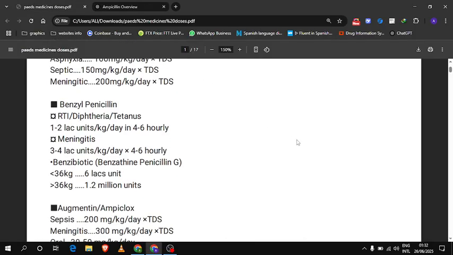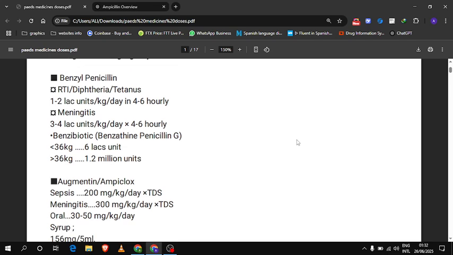The next drug is benzyl penicillin. It is not very commonly used these days, but still we will discuss the dose. The dose for respiratory tract infections, diphtheria and tetanus is 1 to 2 lakh units per kg per day, 4 to 6 hourly. For meningitis, 3 to 4 lakh units per kg per day, again 4 to 6 hourly.